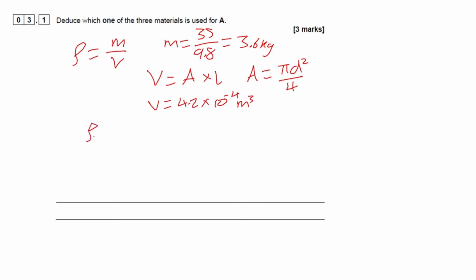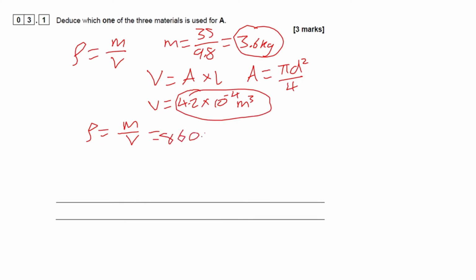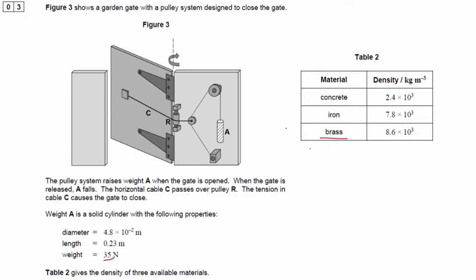So then finally, density being mass divided by volume, put this mass in, put this volume in, and you get a density of, to 2 significant figures, 8,600 kilograms per meter cubed. And looking at our table, it has to be brass.